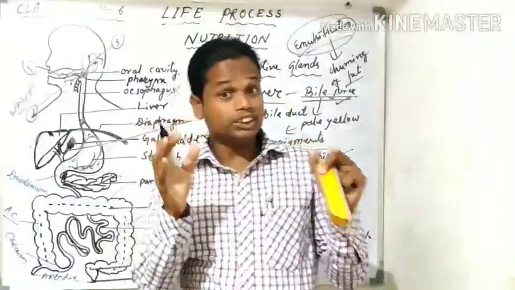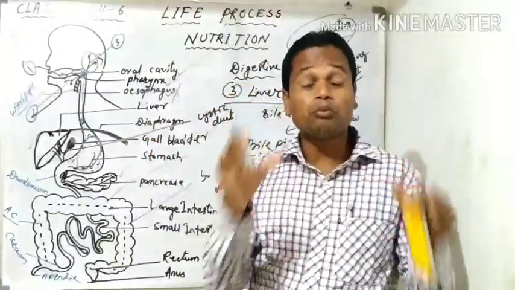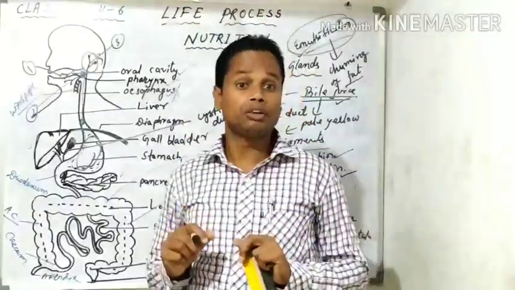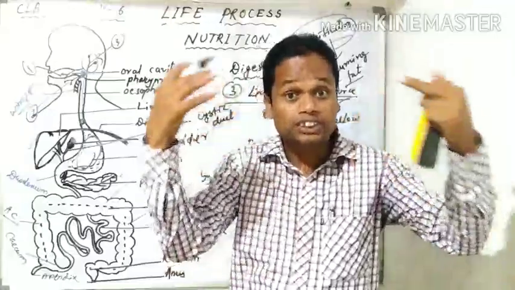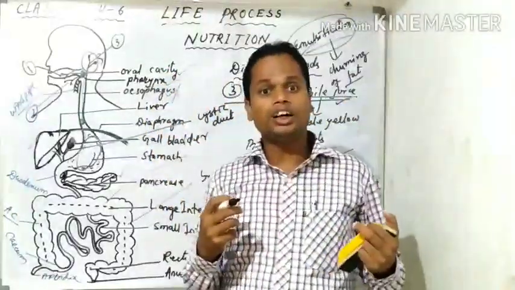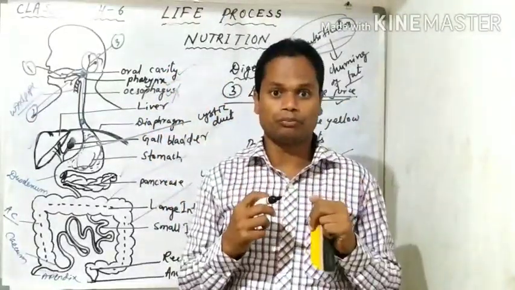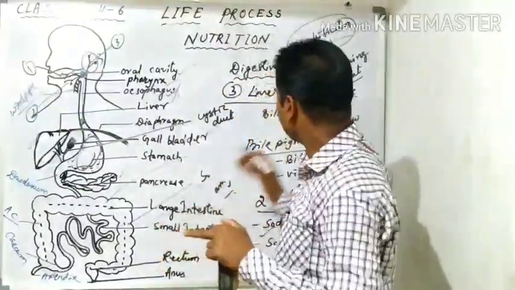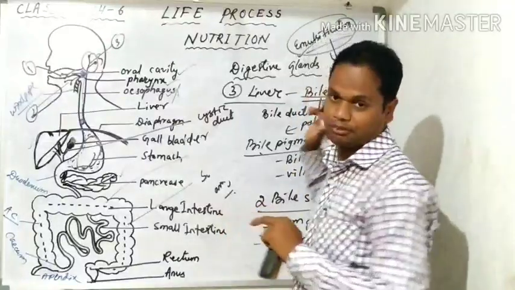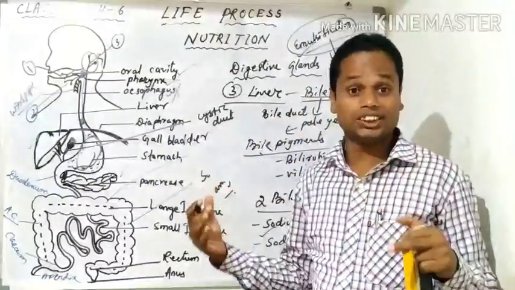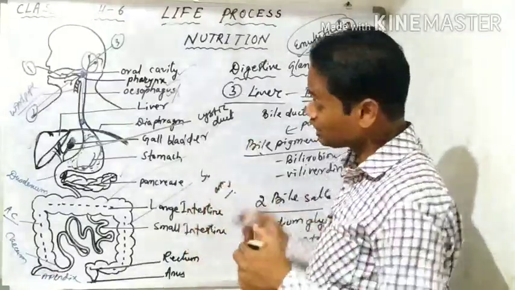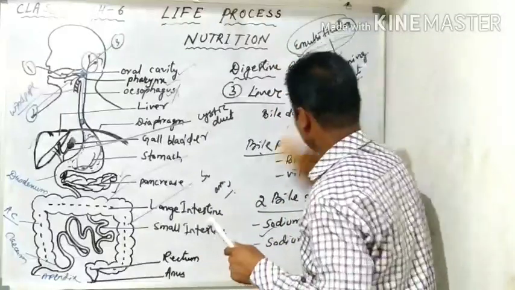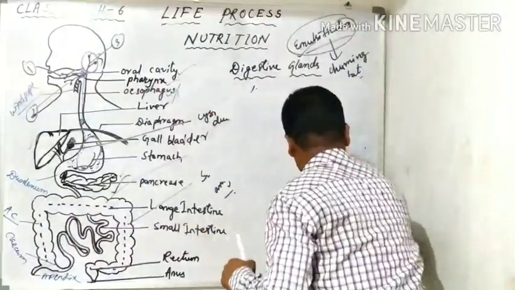Okay, the liver is the most important organ of the human body. This is the largest gland of the human body. More than hundreds of functions are carried out by the liver. But from the digestion point of view, it is helpful for emulsification. Okay, in higher classes you will read about the liver more. Let's discuss another digestive gland, that is the pancreas. Now we will discuss the pancreas.